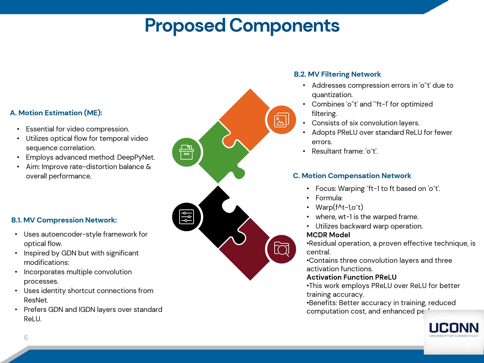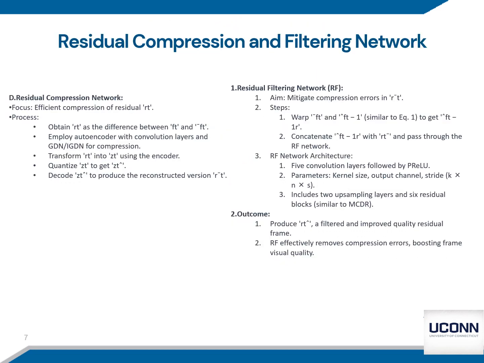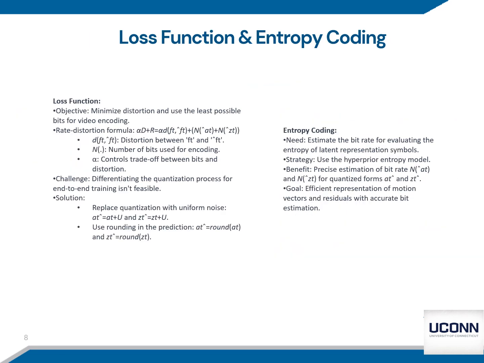Then the motion compensation network warps a frame based on motion information, enhancing compression efficiency by addressing temporal redundancies. Then we used the residual compression and filtering network. This component processes and refines the differences between original and predicted frames, and also improves the overall final reconstructed frame quality. After that, we use the loss function and entropy coding that optimizes the trade-off between compression efficiency and video quality, and accurately estimates bitrate blocks as well.